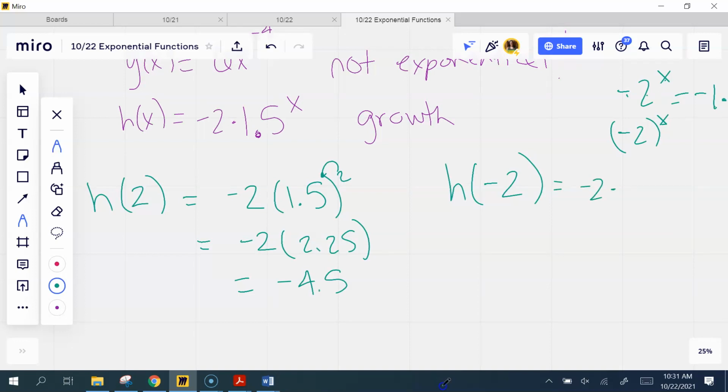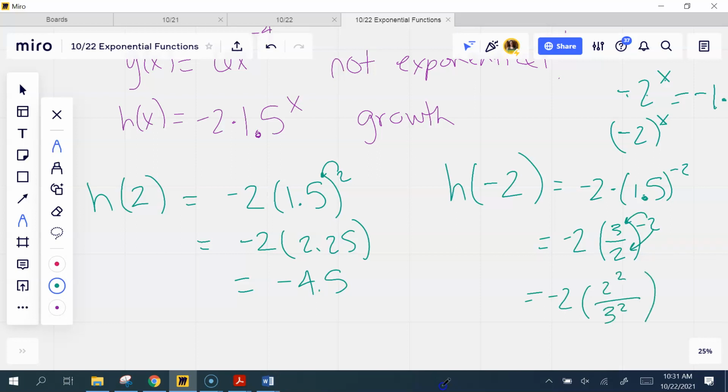How about h of negative 2? Go ahead, Khalil. And what does that do? It flips it. It flips what? One under 1.5. Let's make 1.5 a fraction so you can really see what's happening. 1.5 as a fraction is 3 over 2. What's it flipping? It's going to both of these, but it really makes this 2 over 3 to the positive 2, because that negative exponent is what flips it.